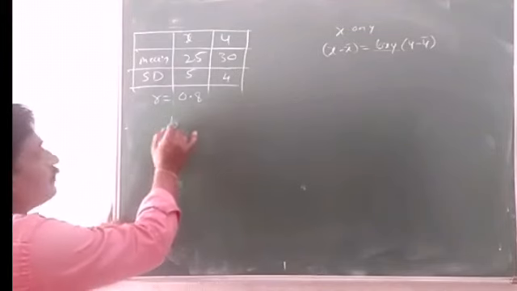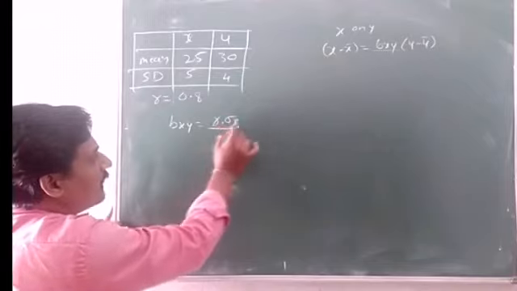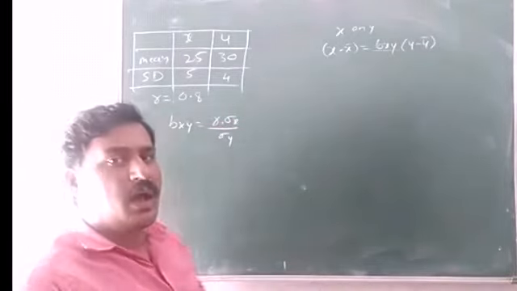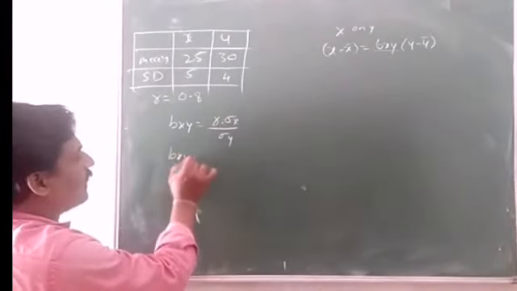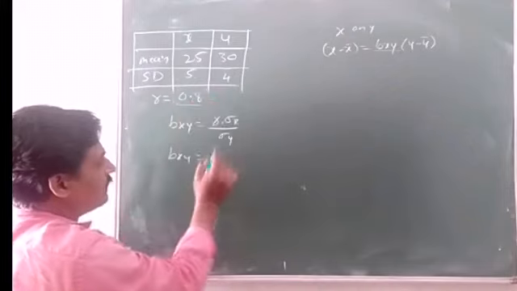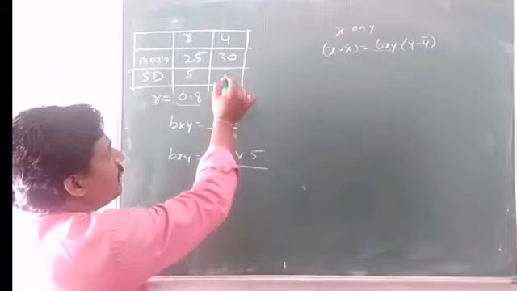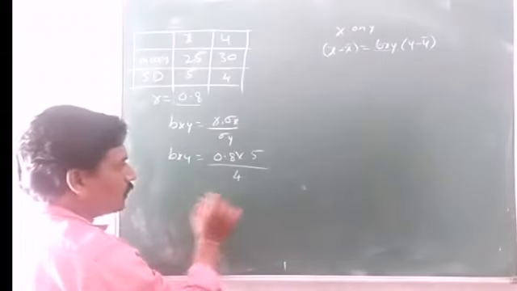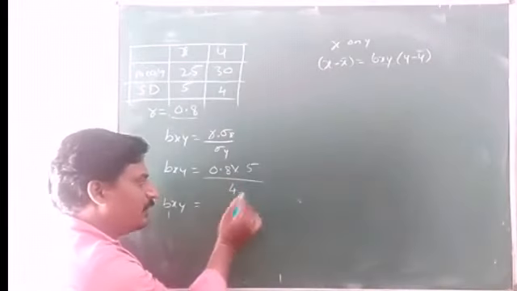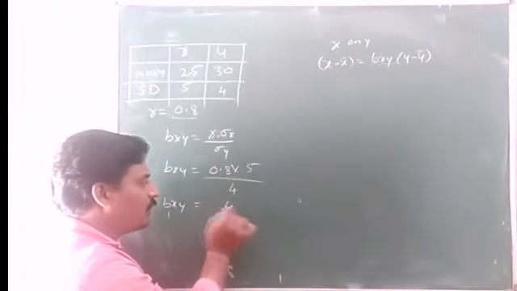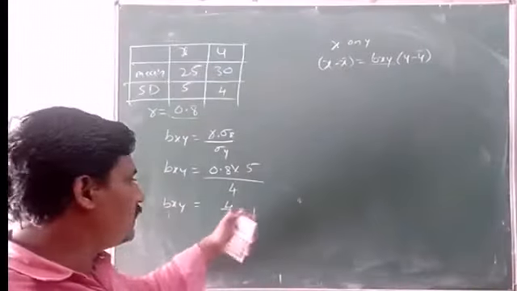So here, bxy is equal to correlation into sigma x divided by sigma y. So bxy is equal to r, which is 0.8, into sigma x, which is 5, divided by sigma y, which is 4. So 0.8 into 5 is 4. 4 divided by 4 is 1. So here bxy is 1.